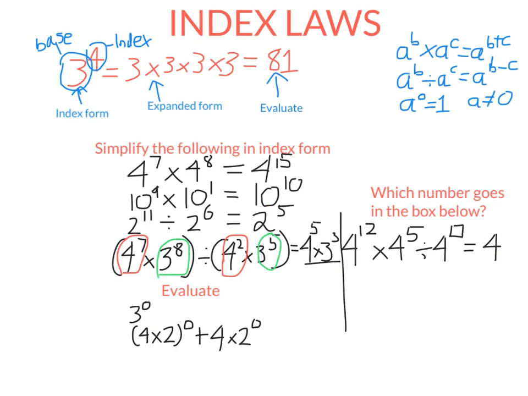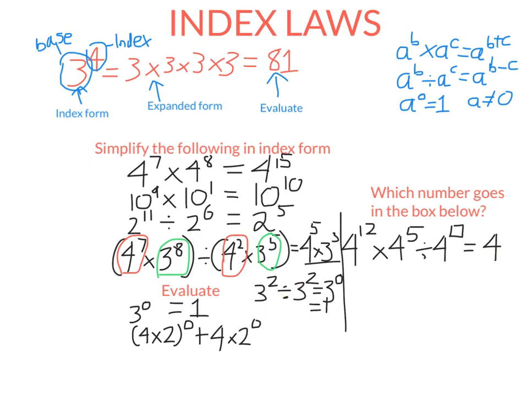So evaluate, as I set up here, means give the answer. So if I have 3 to the power of 0, it's just 1. Anything to the power of 0 is 1. The reason for that is 3 to the power of 0, well, that's just 3 squared, for example, divided by 3 squared. The index laws tell us 3 squared divided by 3 squared, you keep the same base and subtract the powers. 2 minus 2 is 0. But 3 squared is just 9, and we know 9 divided by 9 is equal to 1.